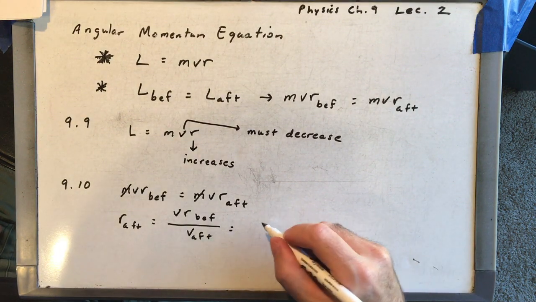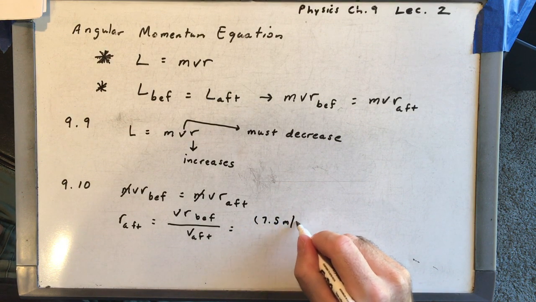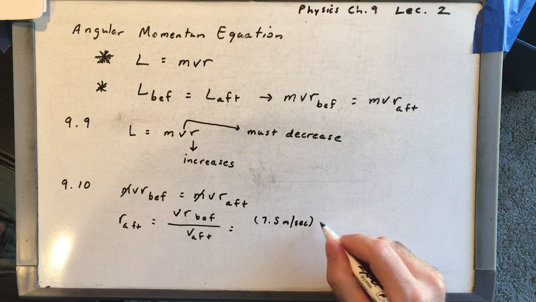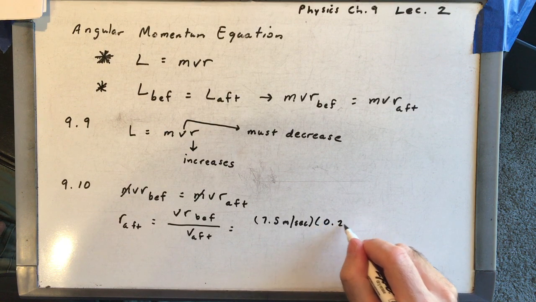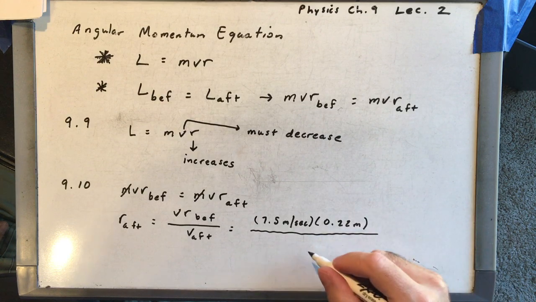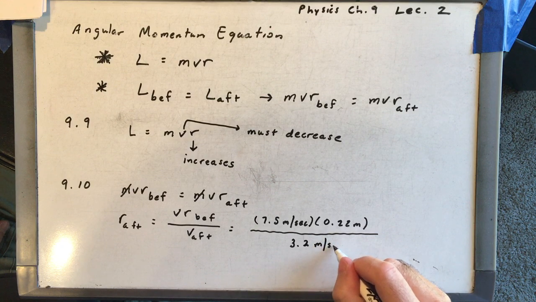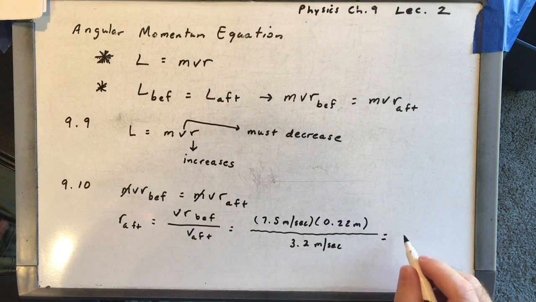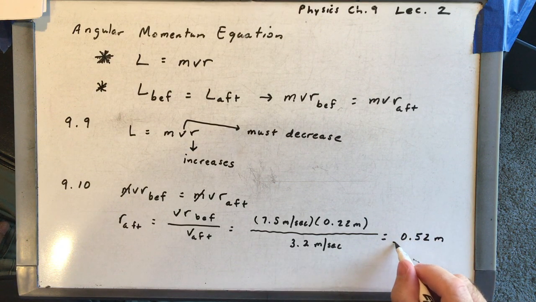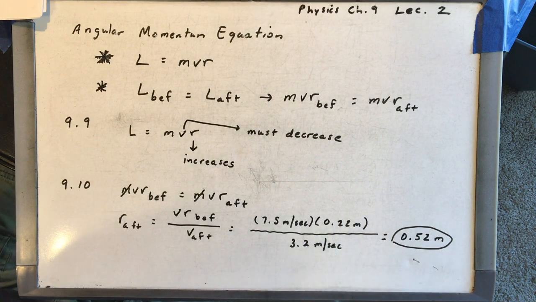So 7.5 meters per second is what it started out at. Sorry about how messy I'm going to be writing this, but I'm reaching around a music stand. 0.22 meters is the original radius. And we have 3.2 meters per second is what it slowed down to. So that is 0.52 meters. So we increased the radius and the velocity ended up slowing down from 7.5 to 3.2.